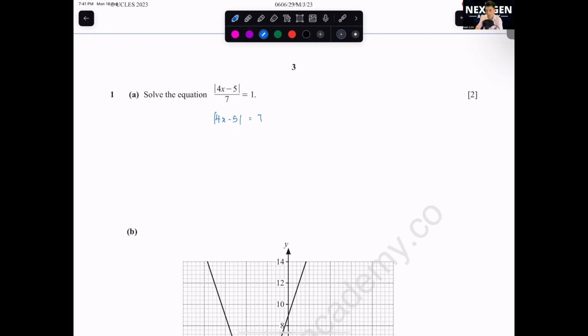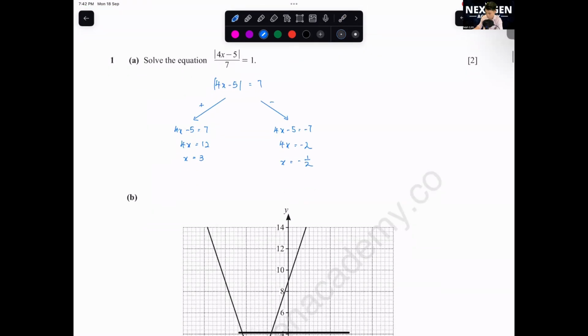equals 7. Okay, modulus, you open up the modulus, you get plus and minus. Okay, so you get 4x minus 5 equals 7, and 4x minus 5 equals negative 7. Okay, go and solve for this. 4x equals 12, x equals 3. This time 4x equals negative 2, x equals negative 1 over 2.